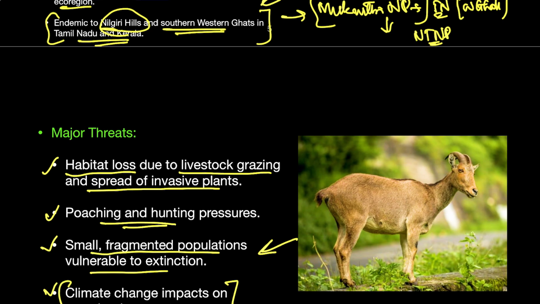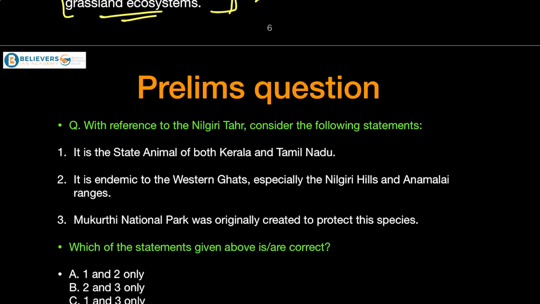And then the climate change impact on the grassland, because they are mostly herbivores and they feed on the grass, and because of climate change and the reducing grassland ecosystems, it directly affects their population.